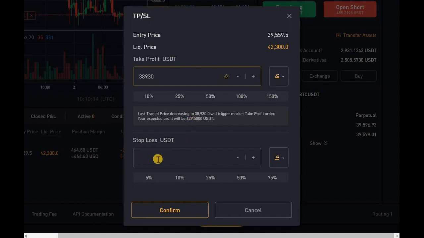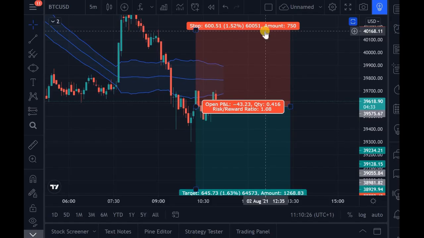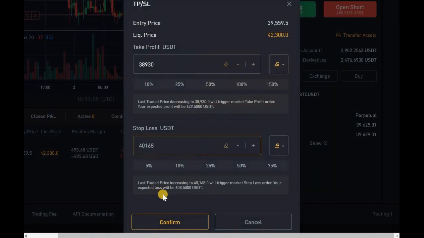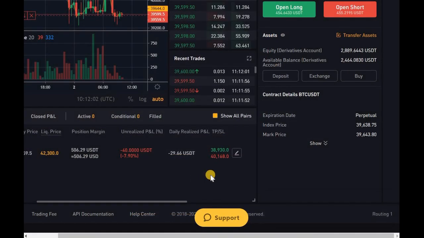So next I would go ahead and add my stop loss. My stop loss is around 40,160. If this trade goes against me, I would also lose 600 USDT. This is about a 1-to-1 risk reward ratio. I would go ahead and confirm this trade. Right now, I have successfully placed my stop loss and my take profit.